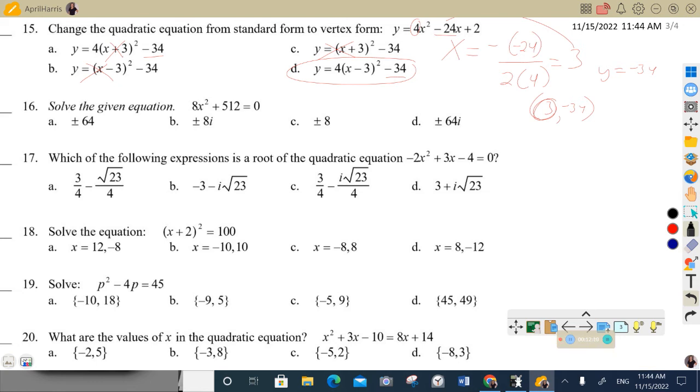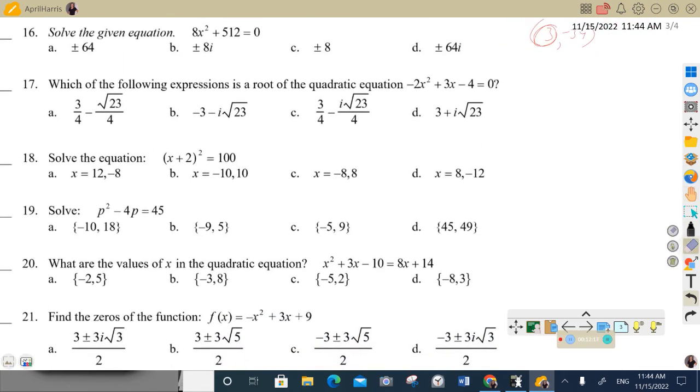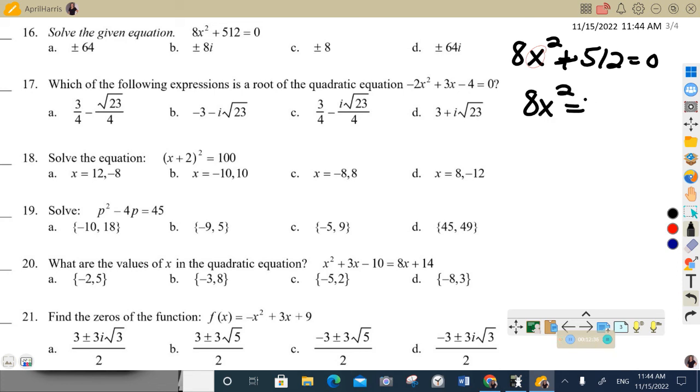Number 16 says solve the given equation. All right, so if I'm solving for x, I have 8x squared plus 512 equals 0. So I only have one x in the problem, so I can get x by itself. So I'm going to subtract 512, subtract 512. And then I want to get rid of times 8. Before I do the exponent, I've got to get rid of times 8 by dividing by 8.